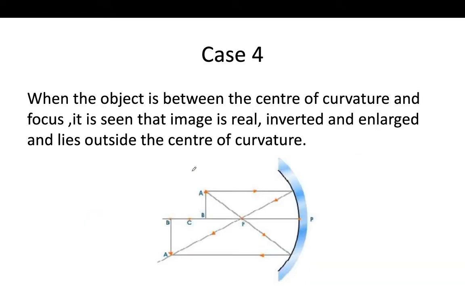What is case 4? Case 4 means when the object is between the center of curvature and the focus point. This is the center of curvature and this is the focus point. An object is placed between them. It is seen that the image is real, inverted and enlarged, and it lies outside the center of curvature. See, the image is real, inverted and enlarged. So this was the fourth case.